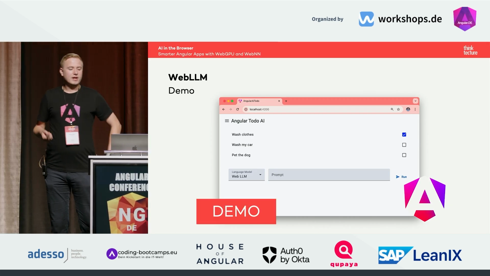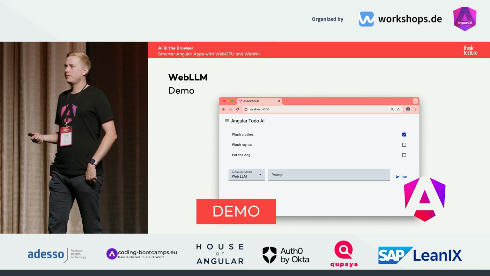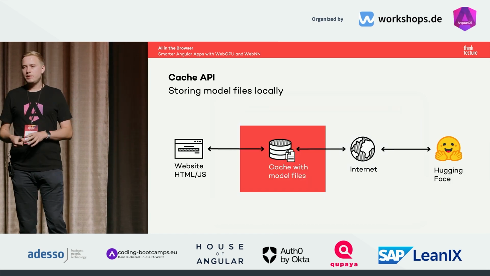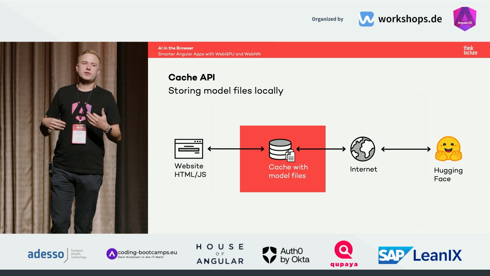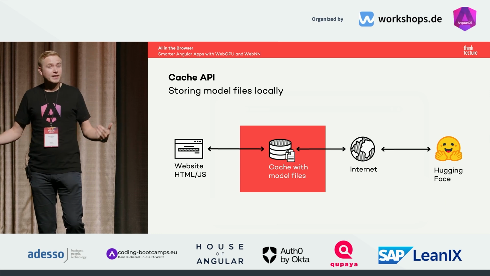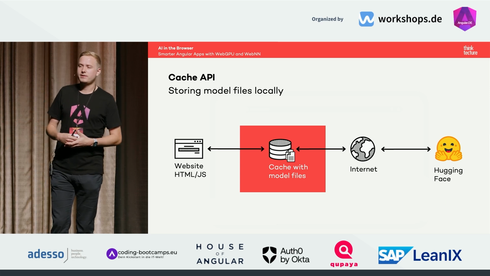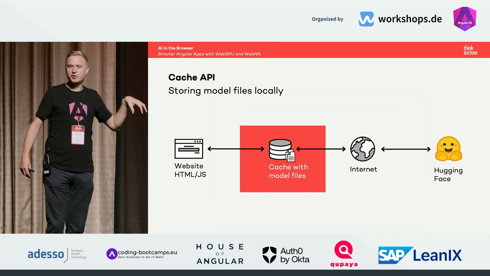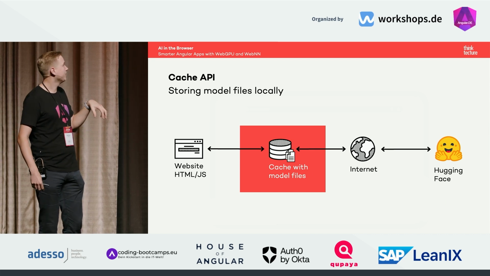Right, so how do they do that? So how is it possible to run this on your machine? The first API involved here is the cache API. That basically allows you to store also lots of data, lots of files on the user's device. So what we do is we are downloading the model from Hugging Face into the cache of your device.